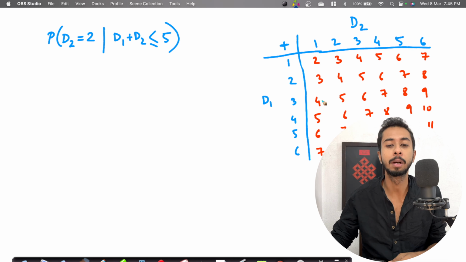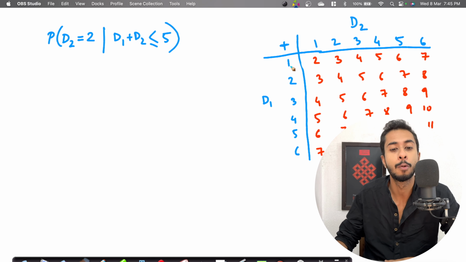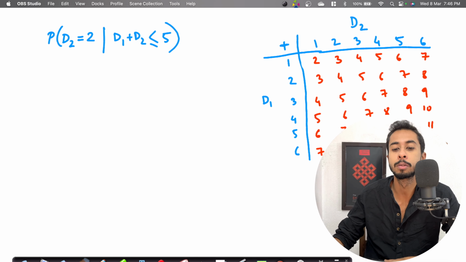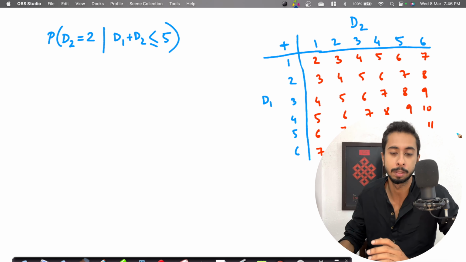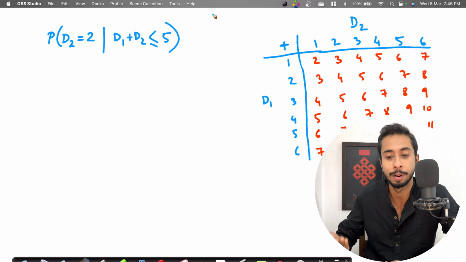From this picture, which I have made for simplification, you can visualize it. On D1 we have 6 possibilities, on D2 we have 6 possibilities, 1 to 6. This is the plus operator. 1 plus 1 is 2, 1 plus 2 is 3, 1 plus 3 is 4, 1 plus 4 is 5. Likewise, I have written the entire table; this one is 6 plus 6 is 12. These are all the possible sample space. Now, what has already happened? D1 plus D2 is less than or equal to 5. This has already happened; this is given.